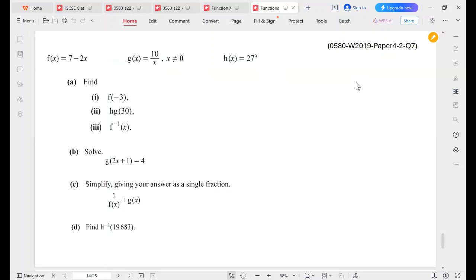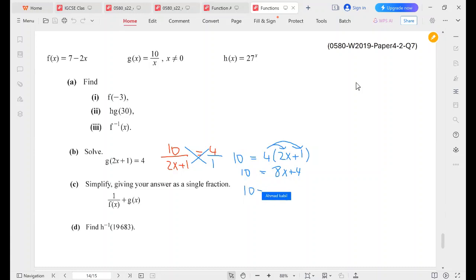In B, we are required to solve g of 2x plus 1 equals to 4. So this would be 10 over 2x plus 1 equals to 4. Since we have fractions, we can write over 1 and then cross multiply. And then 10 times 1 gives us 10. This is equal to 4 times 2x plus 1. We can distribute the 4. We get 8x plus 4 equals to 10.